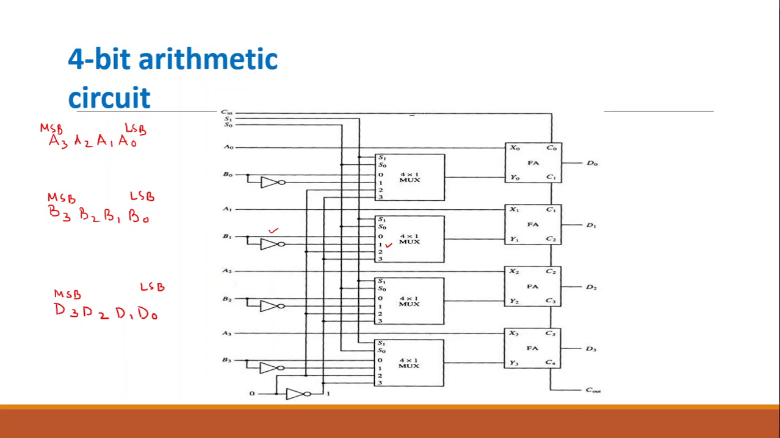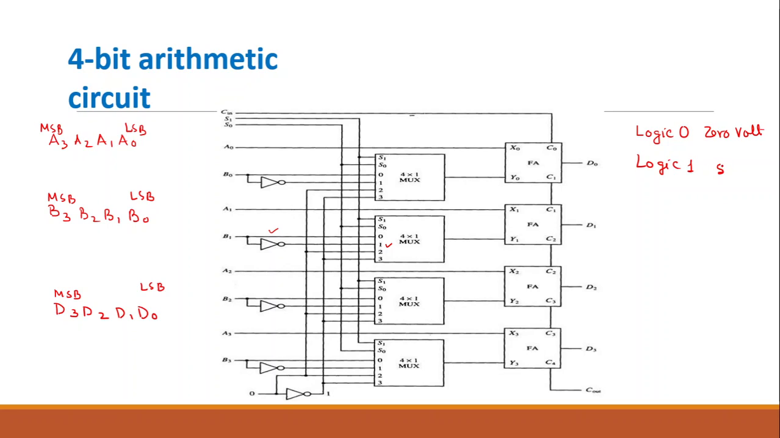The multiplexer's data inputs also receive the complement of B, and the other 2 data inputs are connected to logic 0 and logic 1. Logic 0 is a fixed voltage value, that means logic 0 is basically 0 volt. And another is logic 1.